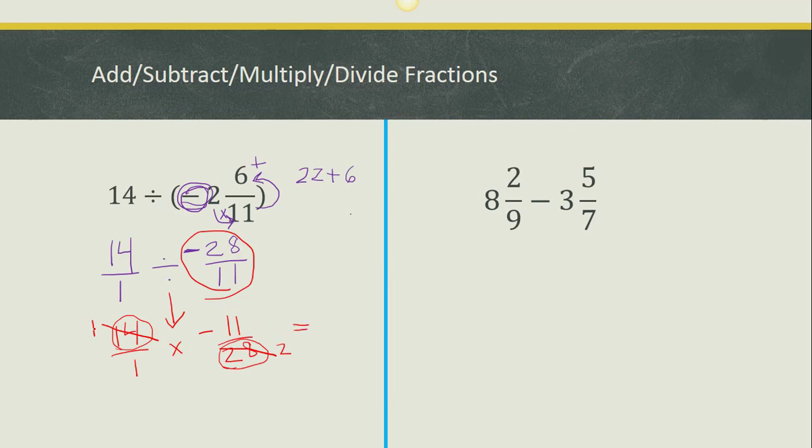We just multiply straight across now. 1 times negative 11 is negative 11. And 1 on the bottom times 2 is 2. So our final answer is negative 11 halves.